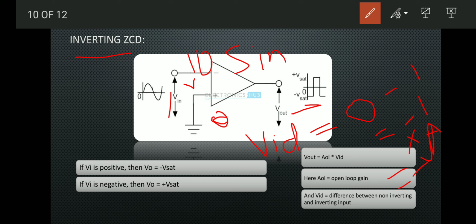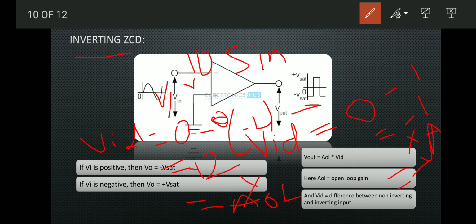Whenever Vi goes to the negative curve, suppose this negative curve would be minus 2 volt. In such a case, the VID would be 0 minus minus 2 volt, which, as you can see, would be plus 2 volt. So whenever you multiply this with the open loop gain, the output would be plus Vsat.